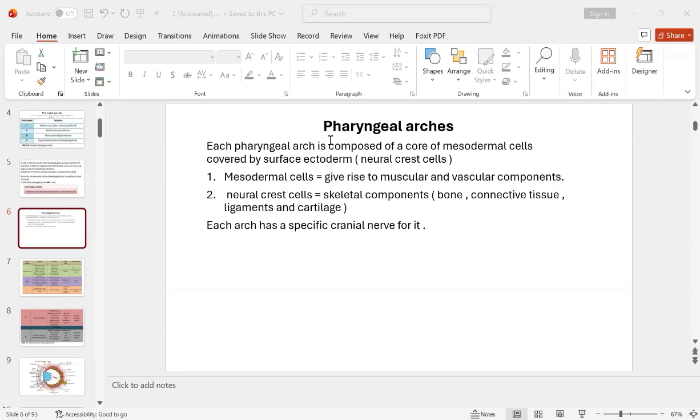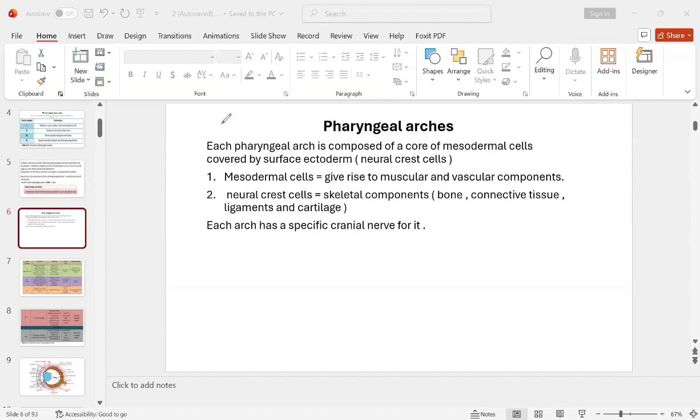In the last lecture, we studied the pharyngeal apparatus and one of its components, which was pharyngeal pouches. And today we are studying the second component of the pharyngeal apparatus, which is pharyngeal arches. So let's start the pharyngeal arches.